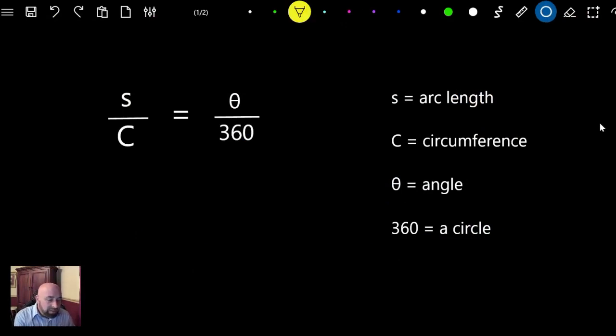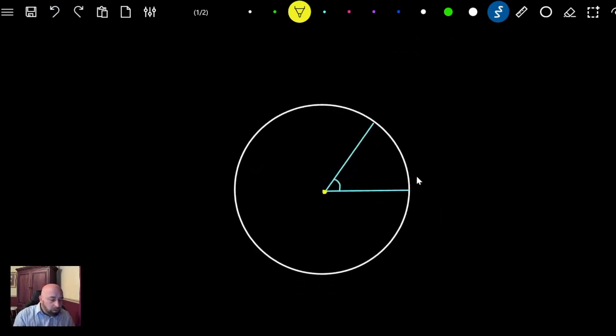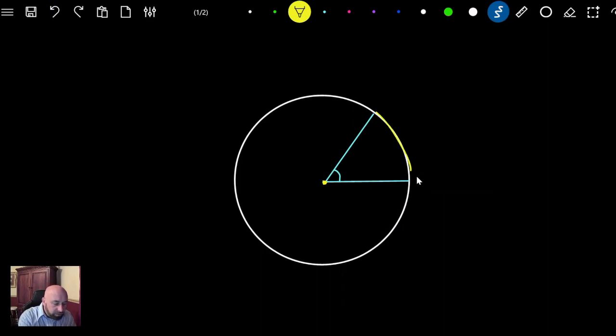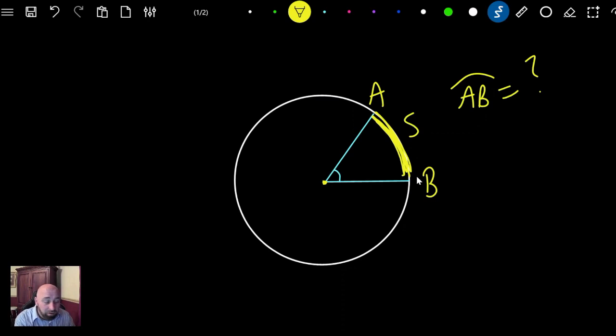What it says is that the arc length is S. So whenever you see S in this formula, this is arc length. Well, what is arc length? We have a circle. The arc length is the piece that we're looking for. In this case, this would be the arc length. Let's say this is A and this is B. We want to know what arc AB equals. This is our question, so we're looking for the S, the arc length.